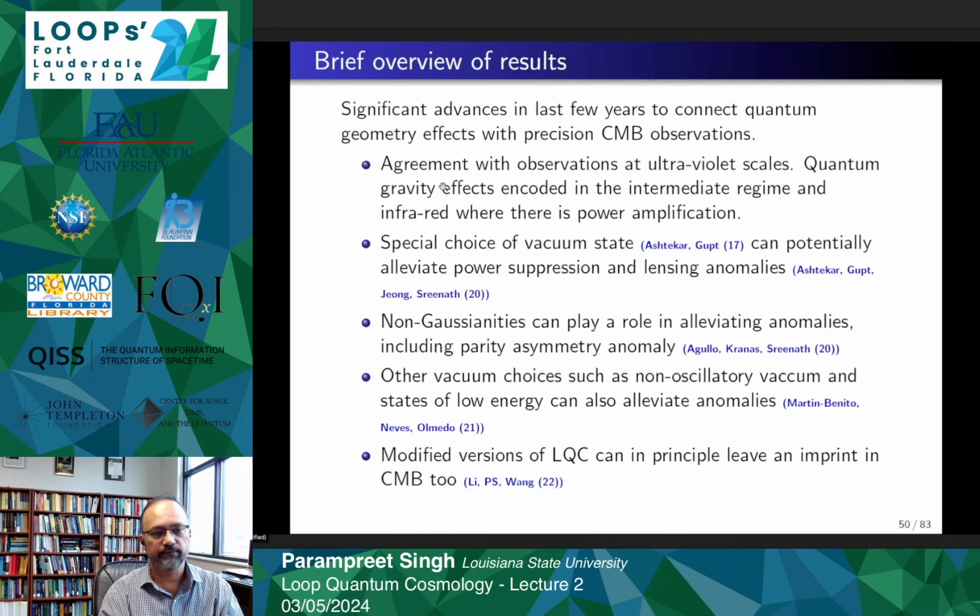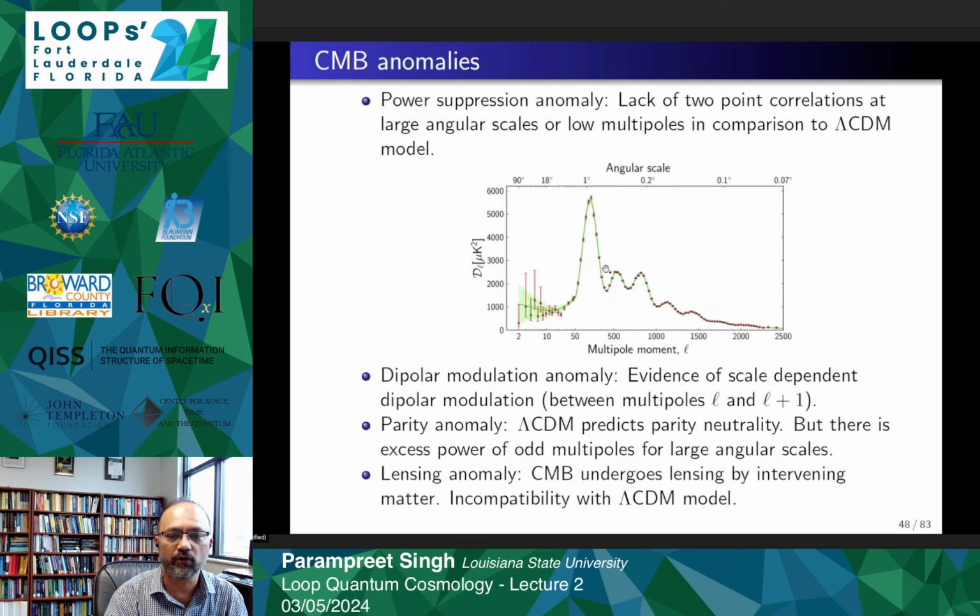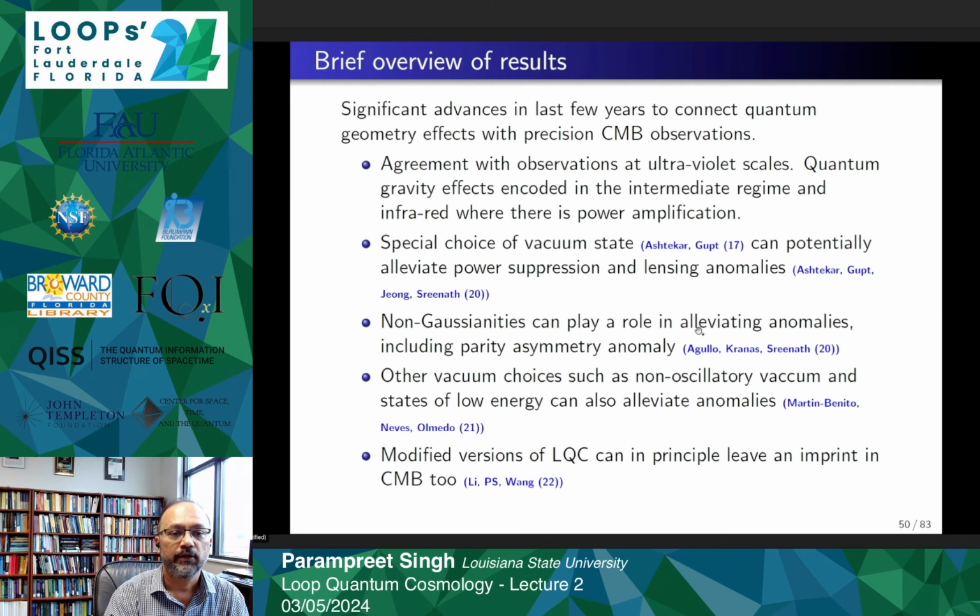The main result is, if you do not choose some particular types of special states, there is an agreement. Whatever approach you take, dressed metric approach or hybrid approach, whatever regularization you take, there is a beautiful agreement with observations at ultraviolet scales with the CMB. What does it mean? I'm not showing the primordial spectrum, but basically going from here, there is a beautiful agreement. In the intermediate regime and the infrared regime, yes, there is a power amplification.